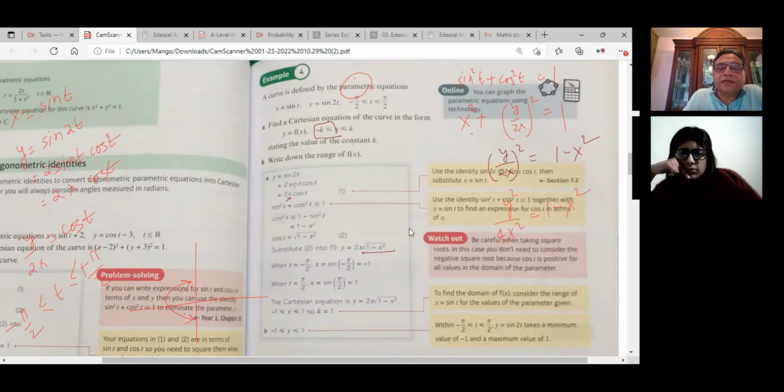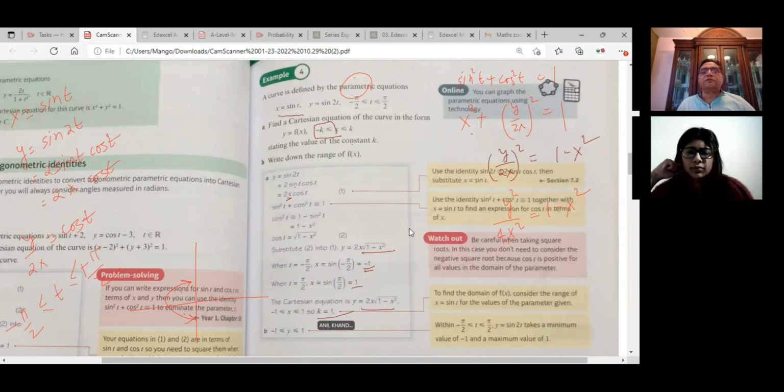Now since t is minus pi by 2, we can substitute t and find what x is, right? When t is minus pi by 2, you get x as minus 1, correct? And when t is pi by 2, x is 1. These are the two sine values. So the Cartesian equation is y equals 2x times square root of 1 minus x squared, where x is between minus 1 and plus 1. So k is 1. That is how they have the value of k, right?